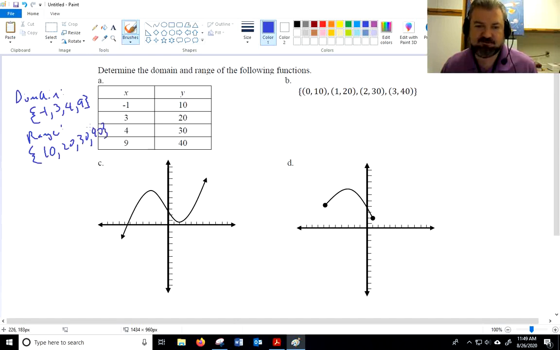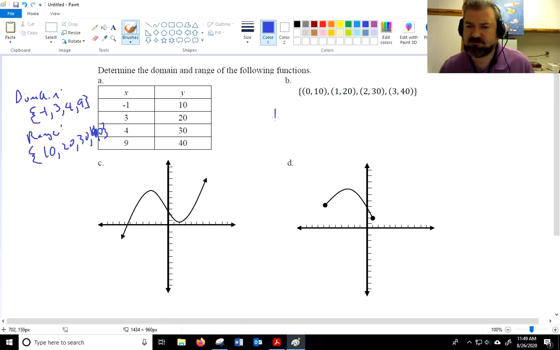You can try and put these numbers in order from least to greatest because it makes it look pretty. It doesn't matter. They don't have to necessarily line up like these do. You just need to list them, but make sure you don't list any repeated numbers. If you have repeated y values, which is allowed, you only list them once.